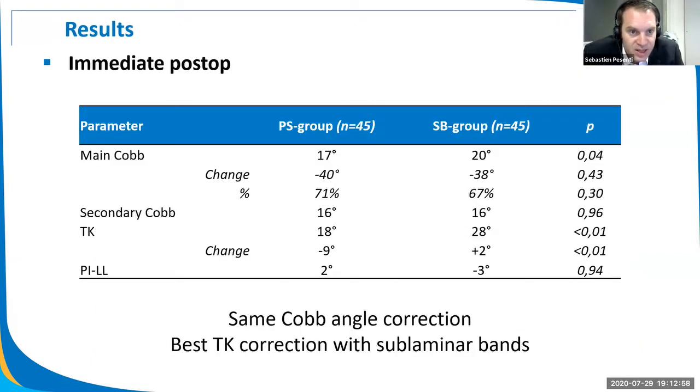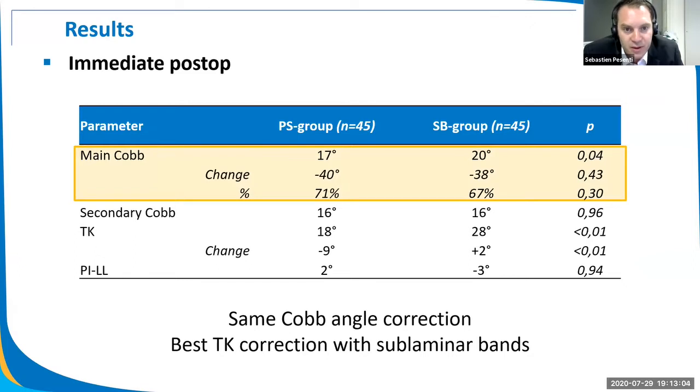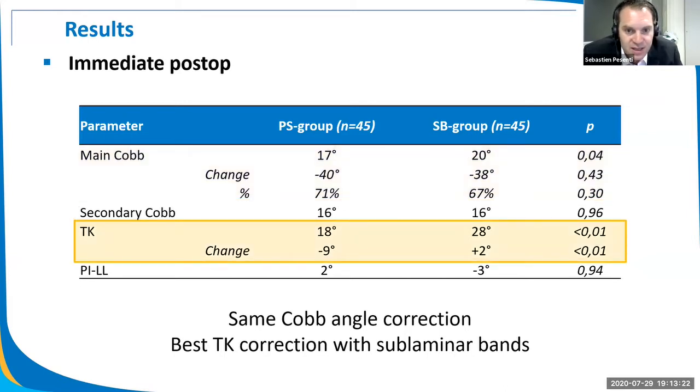At immediate postoperative, you can see that in terms of coronal correction, it was quite the same between the two groups, even if the absolute value of the Cobb angle was a little bit lower in pedicle screw instrumentation. You can see that the percentage of correction was not statistically different between the two groups. On the other hand, in terms of thoracic kyphosis, you can see that it was largely better restored in the sublaminar band patients, with at the end a thoracic kyphosis of 28 degrees and a gain of kyphosis of 2 degrees, whereas there was a loss of thoracic kyphosis in the pedicle screw patients.